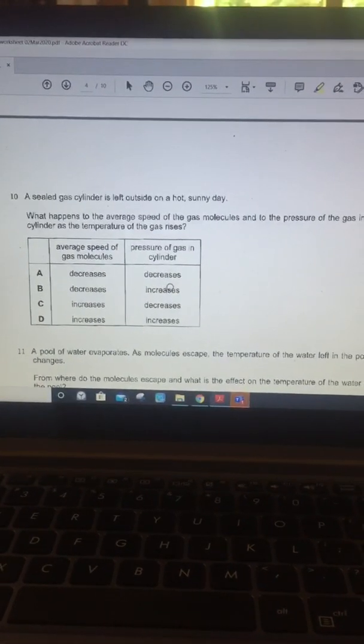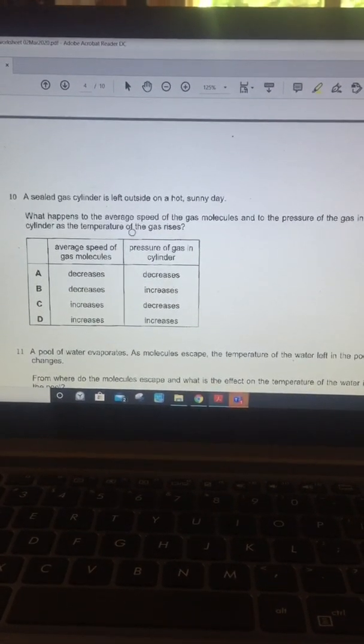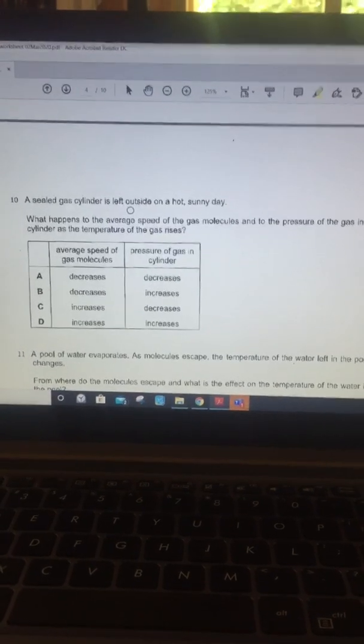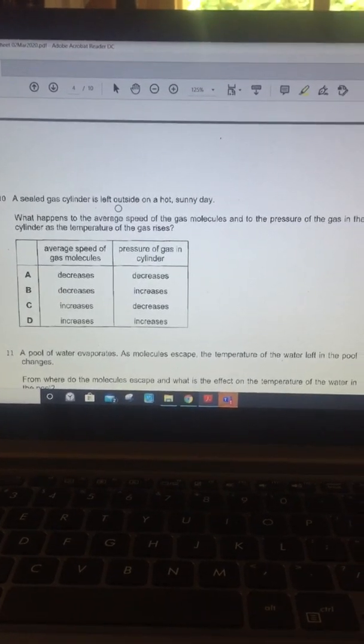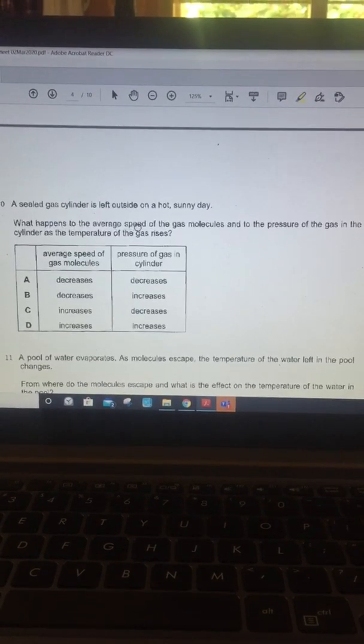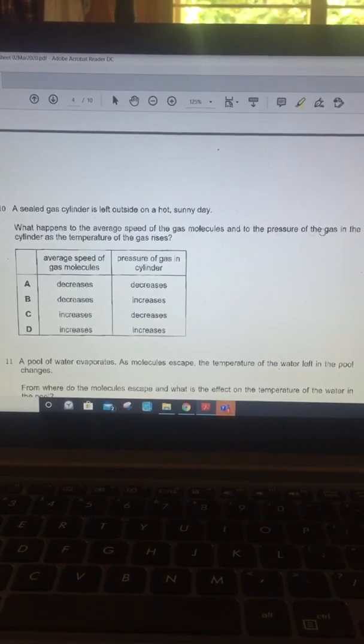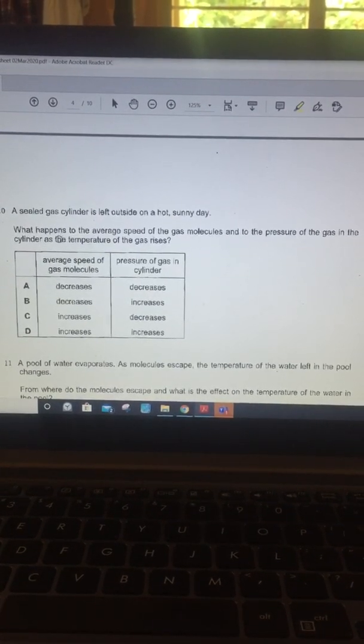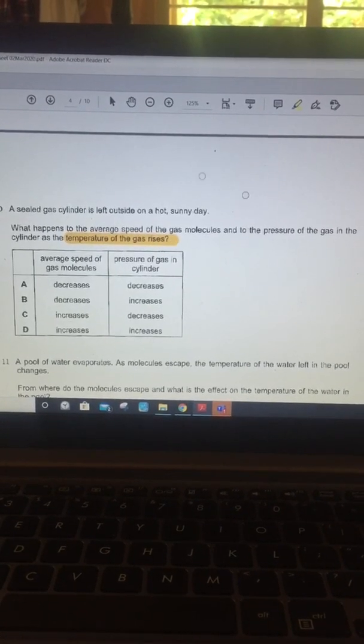10th one. A sealed gas cylinder is left outside on a hot sunny day. What happens to the average speed of the gas molecules and to the pressure of the gas in the cylinder as the temperature of the gas rises? So the similar kind of question.